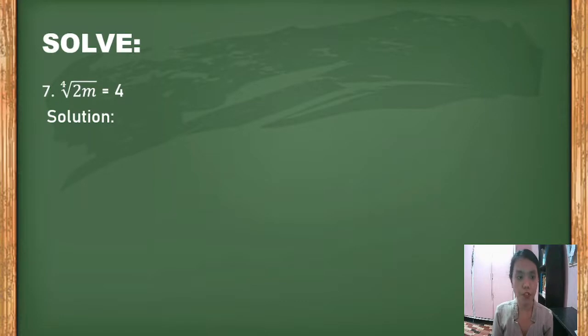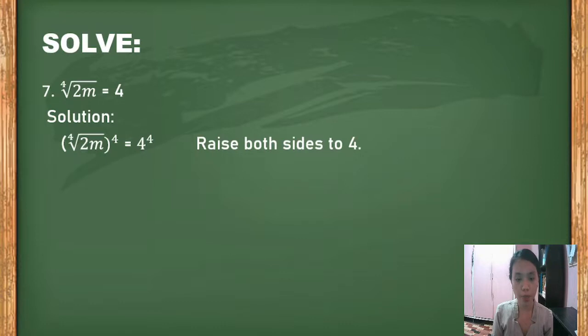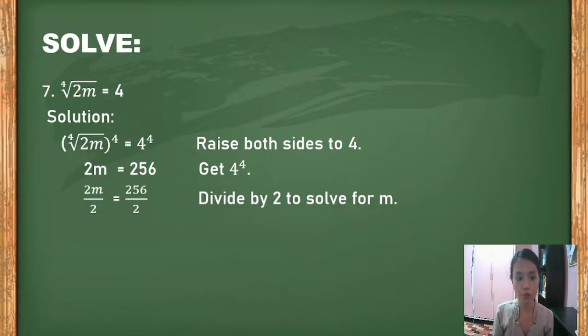Number 7. 4th root of 2m equals 4. So, let's raise them to the power of 4 para ma-remove si radical symbol. So, remove yung radical symbol, we have 2m na lang. Then, sa kabila, we have 256. To solve for m, divide natin lahat sa 2. So, 2m divided by 2, the answer is 1m or m. Then, sa kabila, 256 divided by 2, the answer is 128. So, number 7, the value of m is equal to 128.